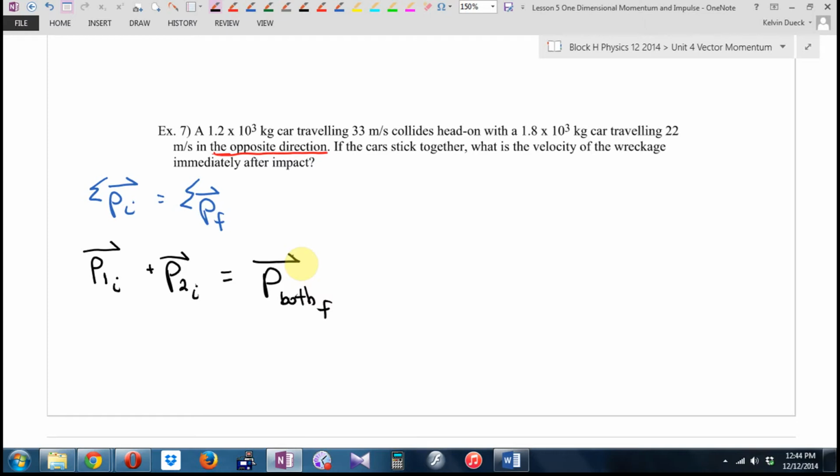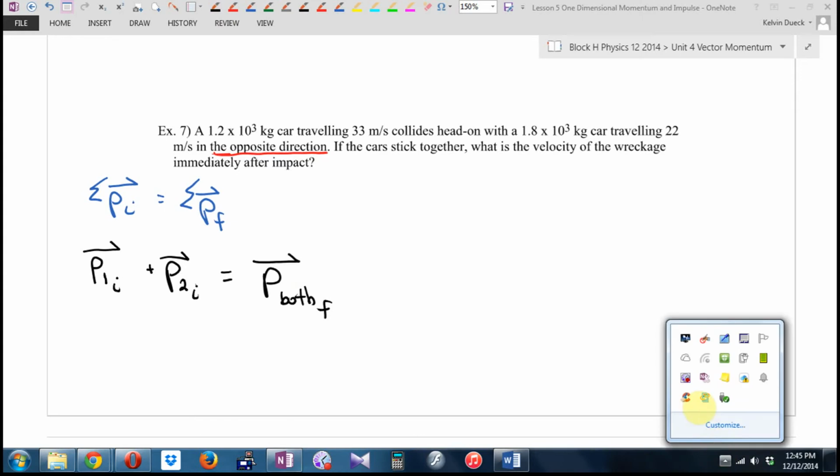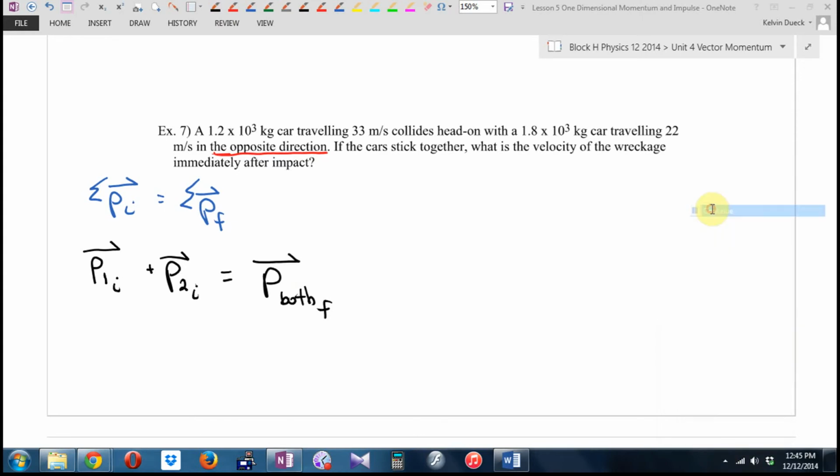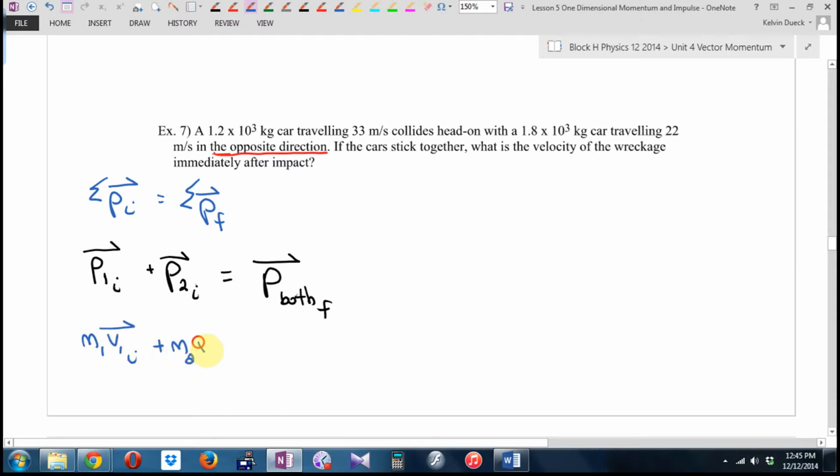Then I can do this still with vectors, but because they're in a nice straight line, the math is going to be limited to, I'll let one way be positive and one way be negative. Momentum is what times what? Oh, pen stopped working for a second there. Let's do my traditional. So, momentum is mass times velocity. I want to write M1 V1 initial plus M2 V2 initial.